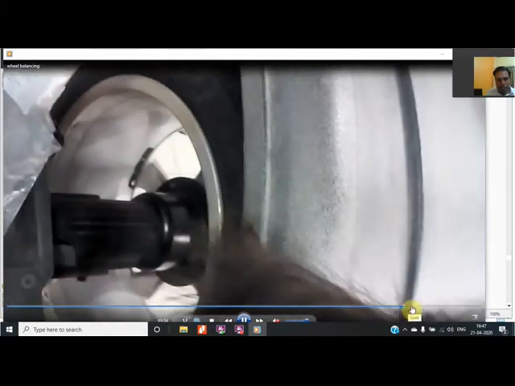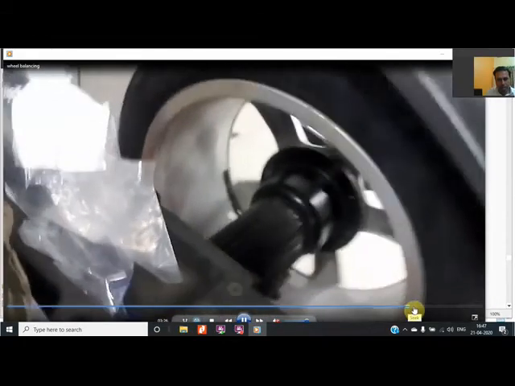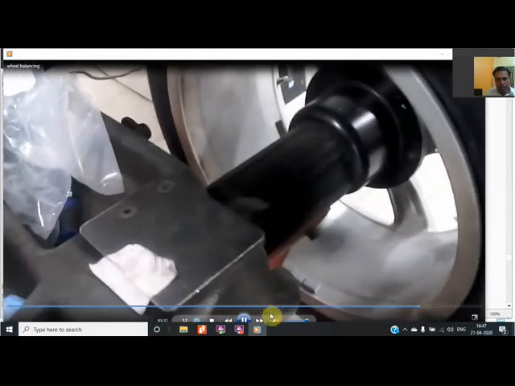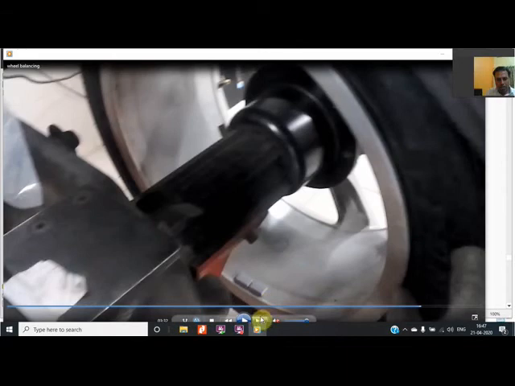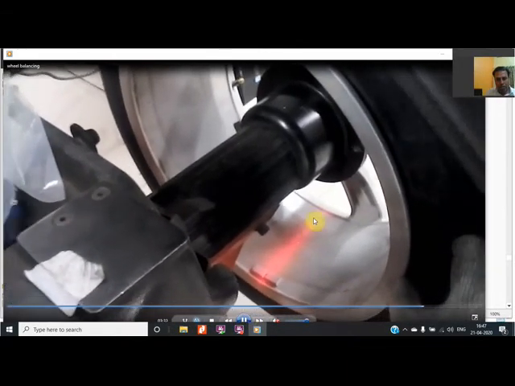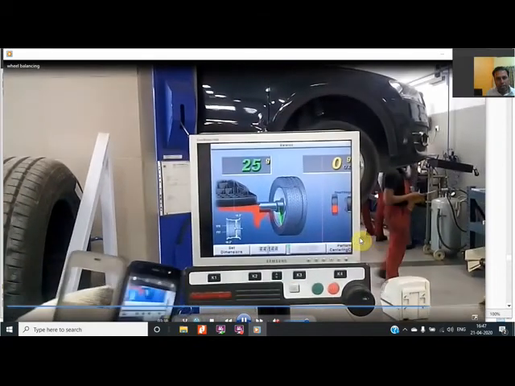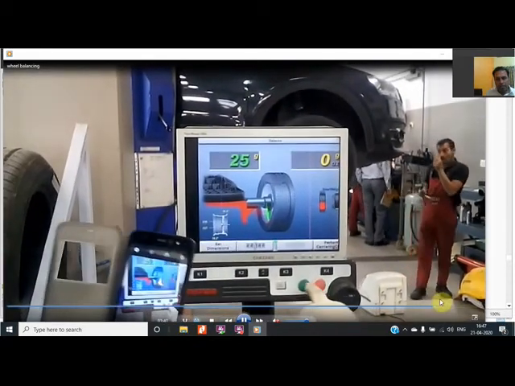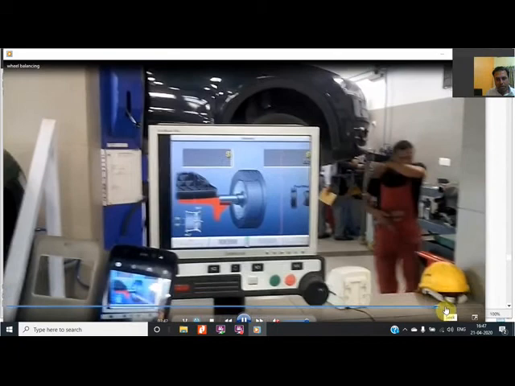Now he is fixing the weight. At the exact position the weight is being fixed. The exact position is shown over here, and the light is also blinking at that point. Now again we will start the machine and see what will happen. He is starting the machine.